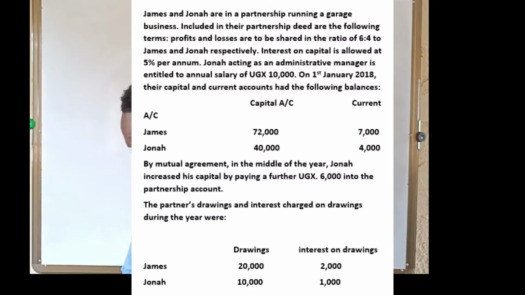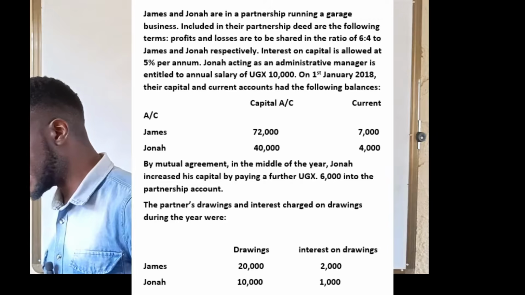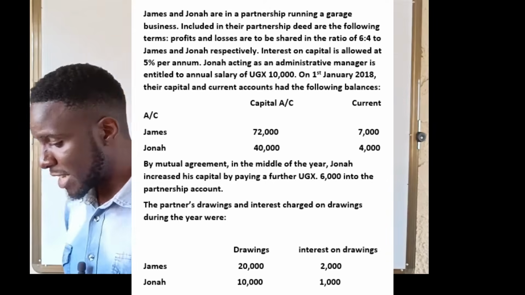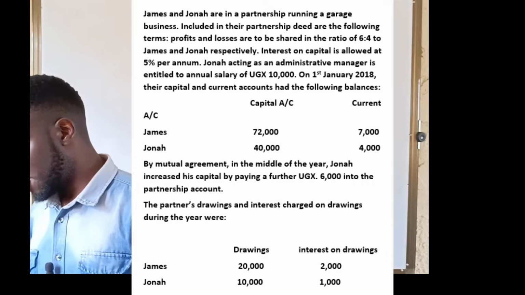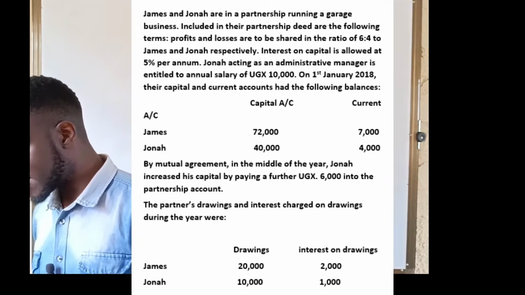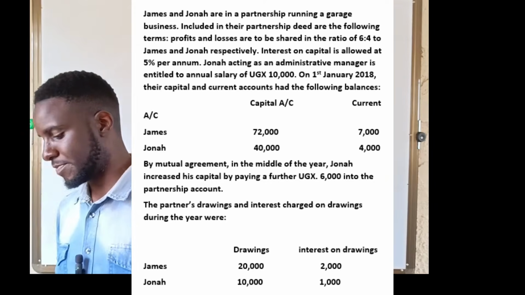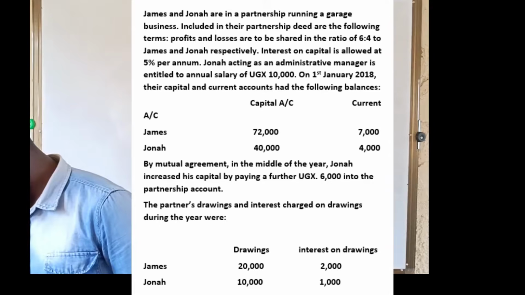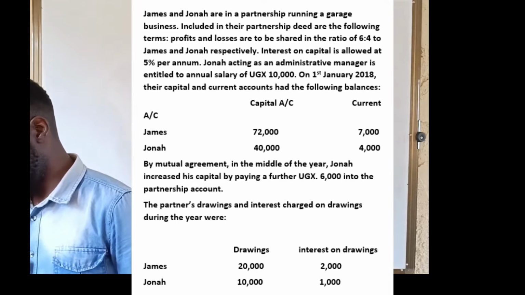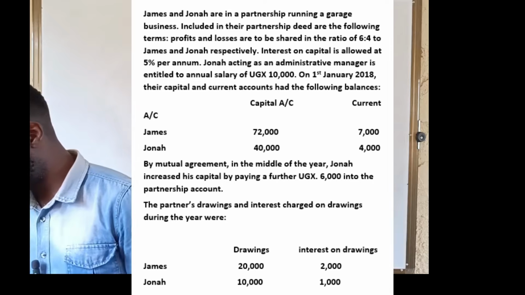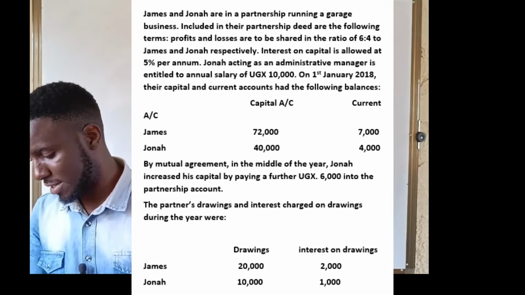So this is the question. It says, James and Jonah are in a partnership running a garage business. Included in their partnership deed are the following terms. Profits and losses are to be shared in the ratio of 6:4 to James and Jonah respectively. Interest on capital is allowed at 5% per annum. Jonah, acting as an administrative manager, is entitled to an annual salary of 10,000 Ghana shillings.